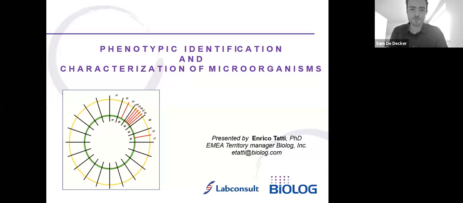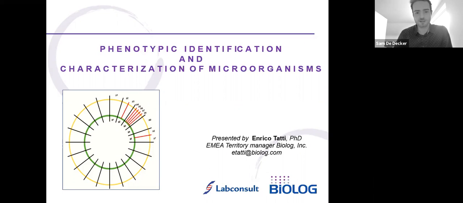The first and the most important application of the Biolog technology is that it is used for the identification of a large number of microorganisms. So these are bacteria, yeasts, or filamentous fungi. And the Biolog database consists of over 2,900 different species that can be identified using the technology. And this identification process can be done automatically as well using one of the platforms that Biolog has developed, called the OmniLog platform. And again, Enrico will tell you a bit more about this.